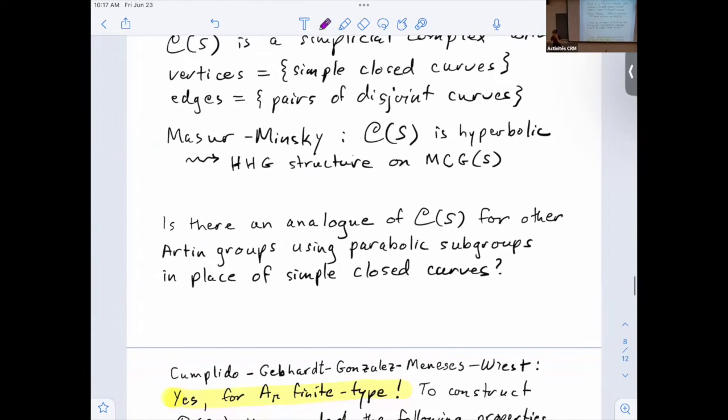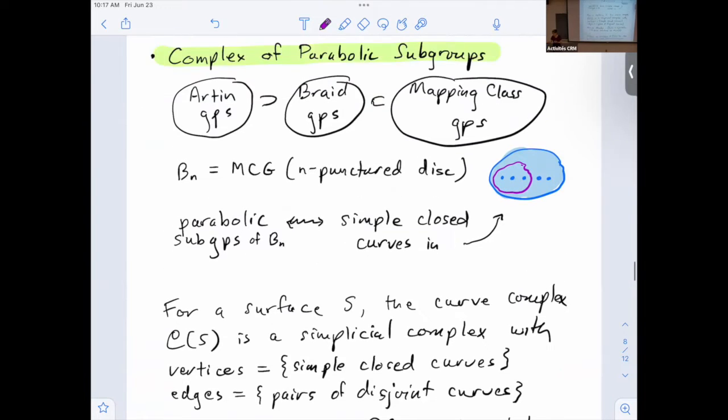So that was the question. Is there an analog of the curve complex for Artin groups using parabolic subgroups? All right. So to do this, you have to understand what it means for two simple closed curves to be disjoint. What does that tell us about these parabolic subgroups?